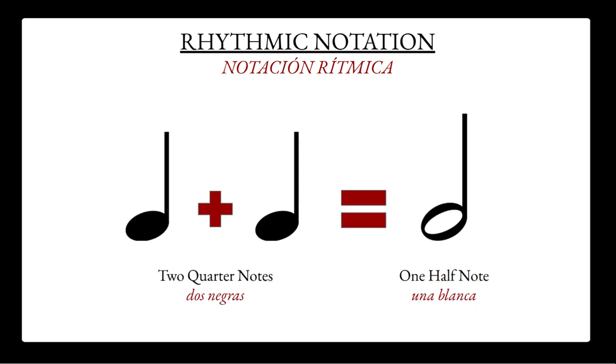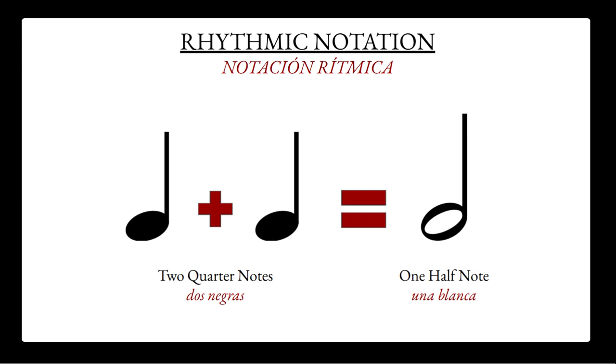So just to do a little bit of math here, we've got two quarter notes and one half note. Two quarter notes, when added together, equal one half note. Quarter notes are one beat, half notes are two beats. 1 plus 1 equals 2. When you play half notes, you are not going to play them two times. You are going to play them and hold them for two counts.